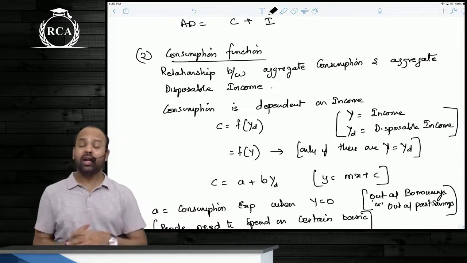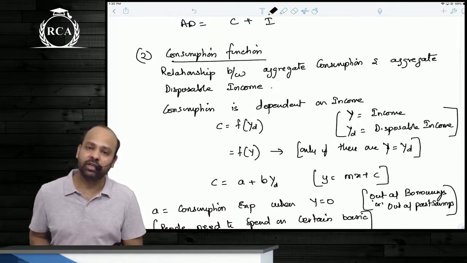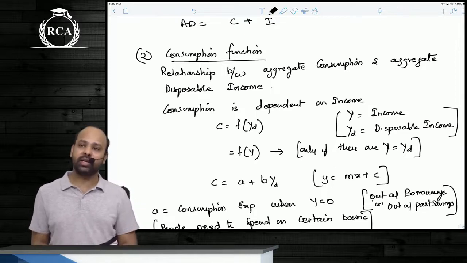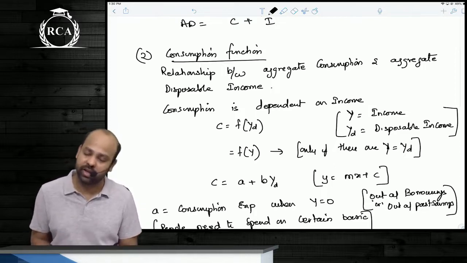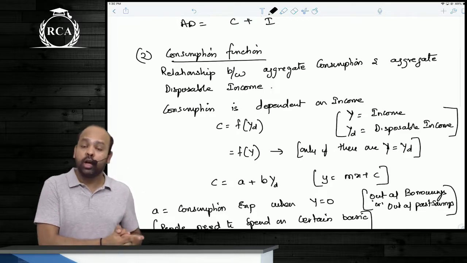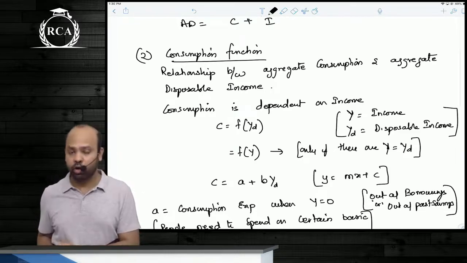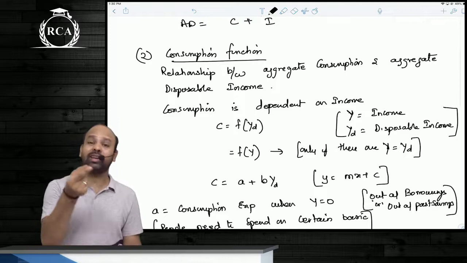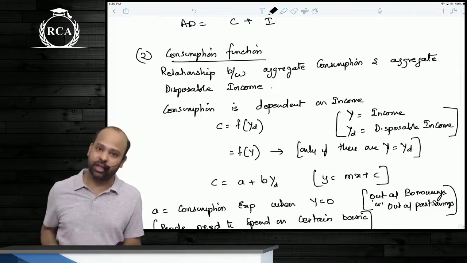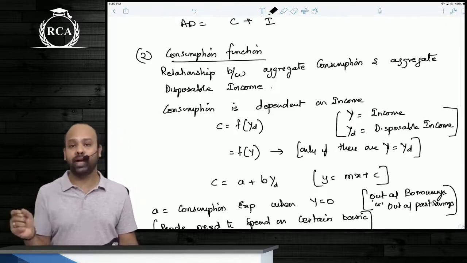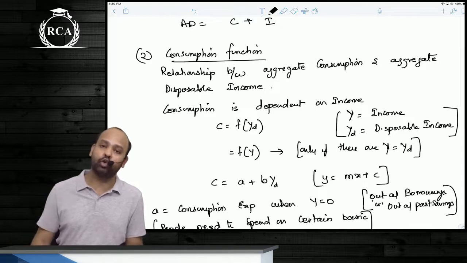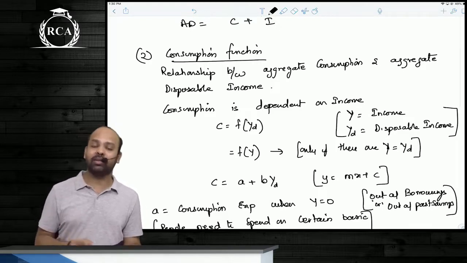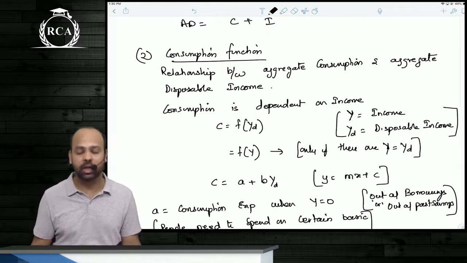Even if the income levels are zero, there will be some amount of consumption expenditure to satisfy your basic necessities, which will either be out of your past savings or by borrowing money. That is why it is considered as A, autonomous consumption expenditure. Then B into Y. B here is the marginal propensity to consume. What would be your incremental consumption with an increase in income.